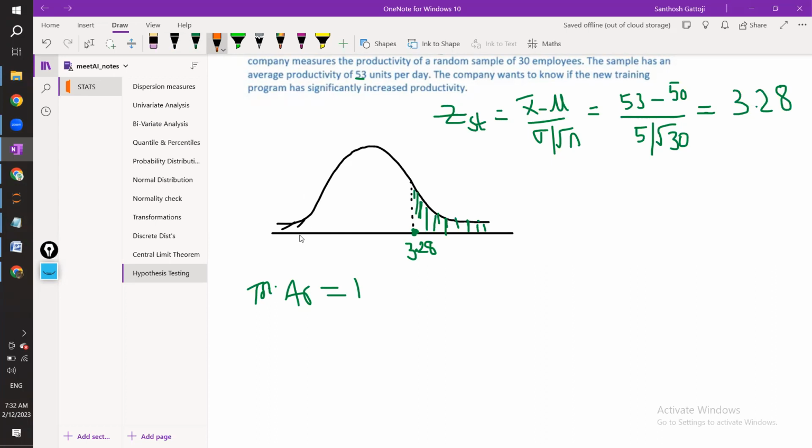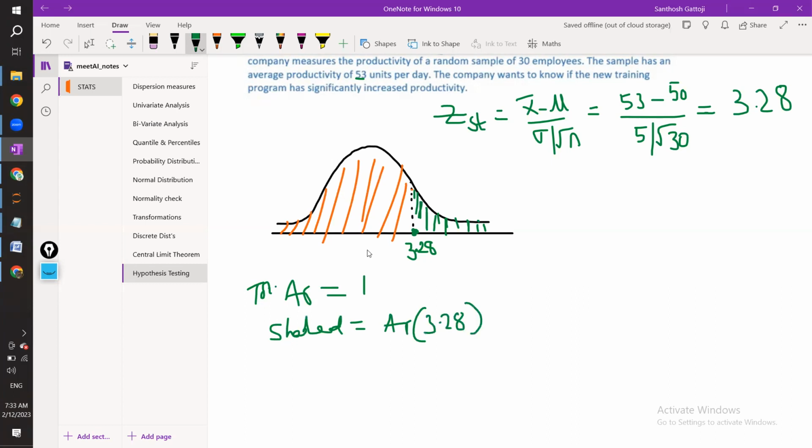From class 1, we are seeing this concept that whatever value you take, it will give the area less than or equal to that value. Yes, the cumulative probability concept. So from the table, total area is 1, and the shaded region is 1 minus the area of 3.28. The orange shaded area is the area at 3.28. So what will be the green shaded area? This value will be our p-value, because this is our test statistic, and whatever area you have to the right side of it will be our p-value. So the p-value will be 1 minus the area at 3.28.